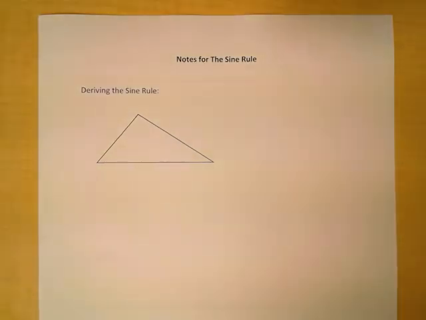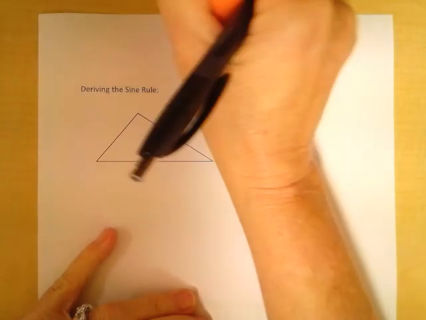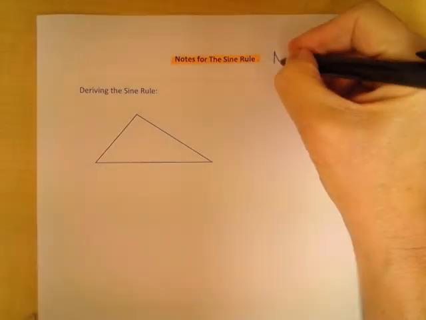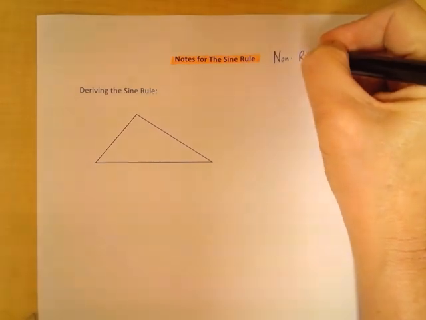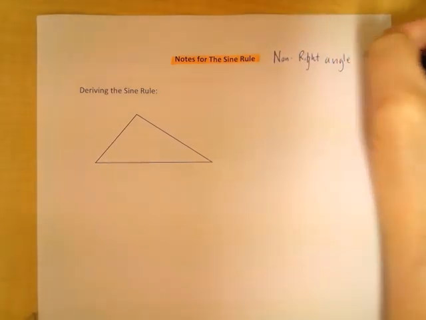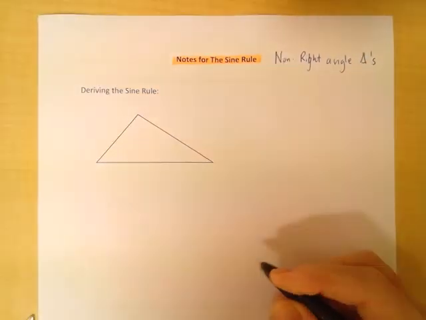Hi girls, these are the notes for the sine rule. This is a rule that's used when we do not have a right angle in our triangle. So for non-right angle triangles, when we want to use sine.